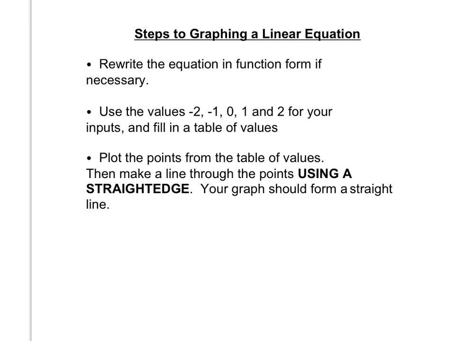Okay, function form. After you've done that, you're going to make a table of values using your new equation. You're going to use those 5 values that we talked about in the last lesson for your inputs, your x values, and then we're going to fill in a table of values, which is kind of like what we showed you in the last lesson too. After you've got your table of values filled out, you're going to plot the points, put them on the grid, and then you're going to connect them using a straight edge, make a line through them.